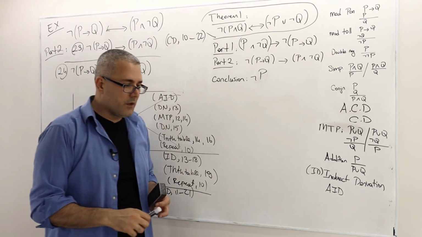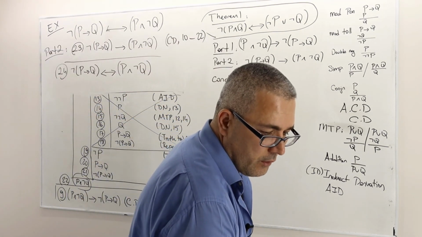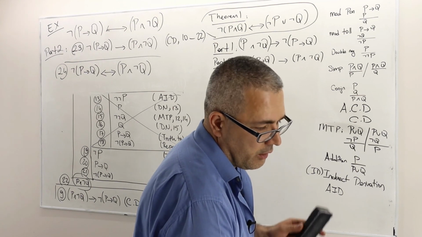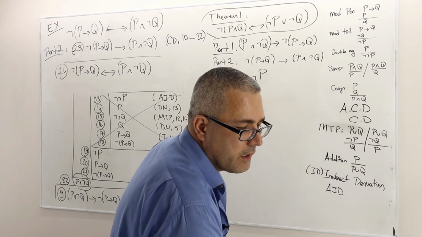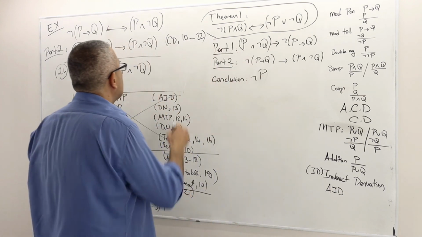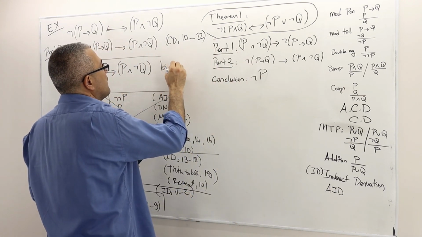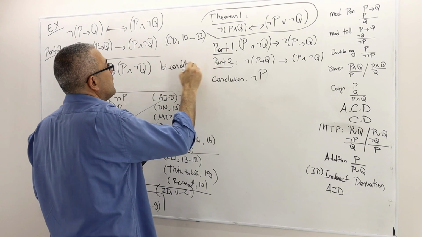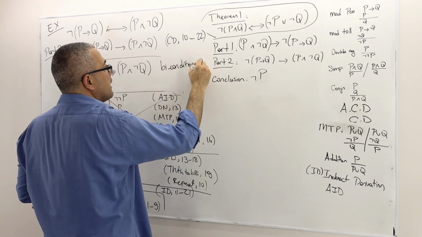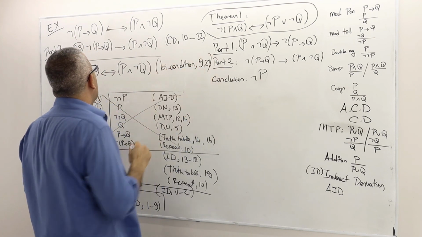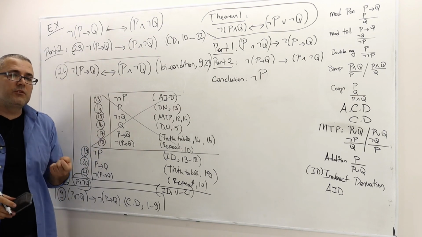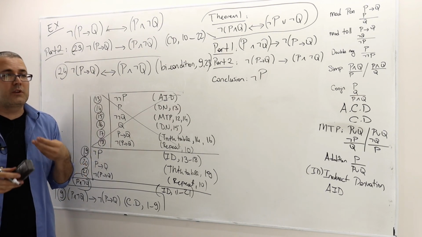All right? So what is the name of this rule? It's biconditional. So by biconditional of line 9 and 23. And hence, this is the conclusion of the proof, or the end of the proof.